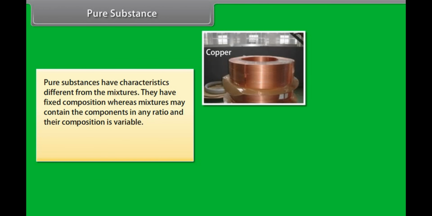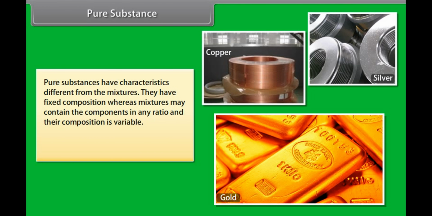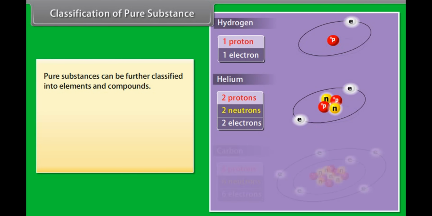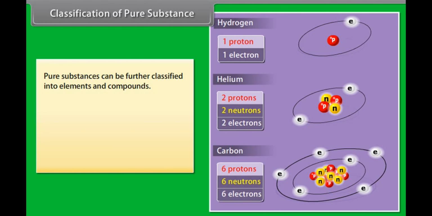Pure substance. Pure substances have characteristics different from the mixtures. They have fixed composition, whereas mixtures may contain the components in any ratio and their composition is variable. Example, copper, silver, gold, water, glucose. Classification of pure substance. Pure substances can be further classified into elements and compounds.